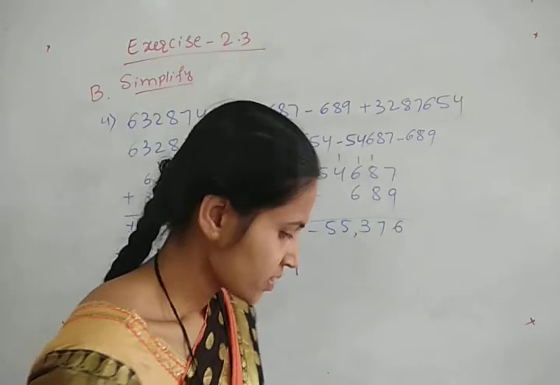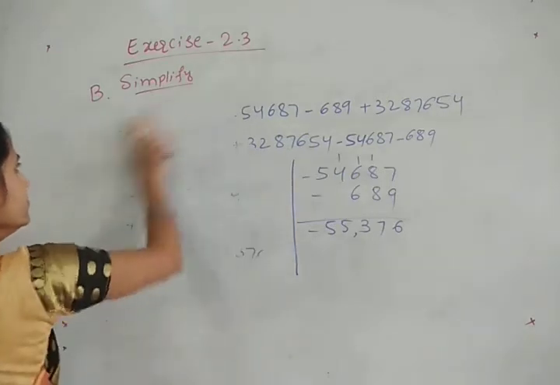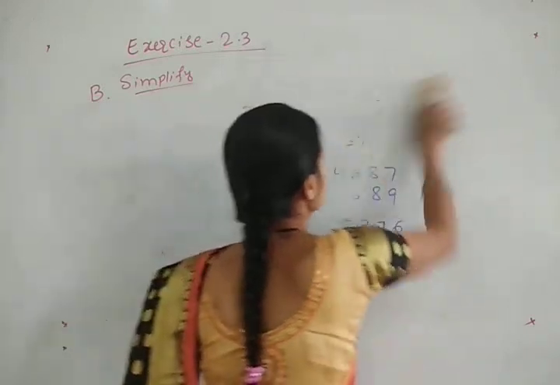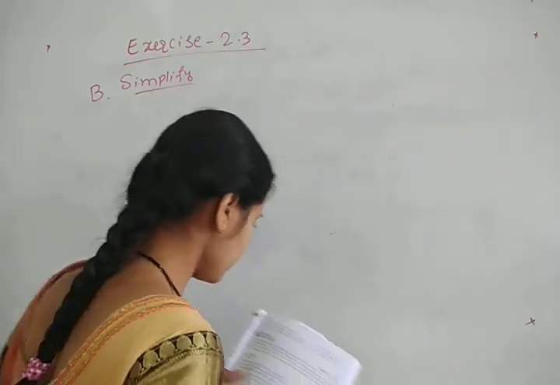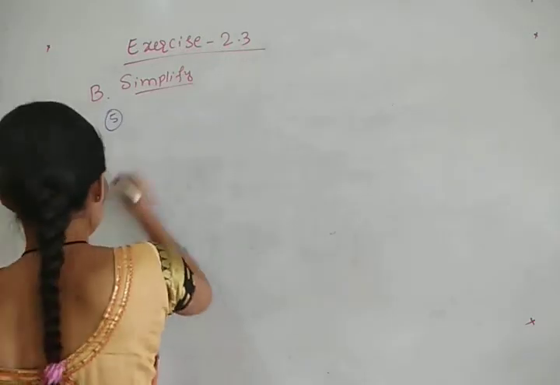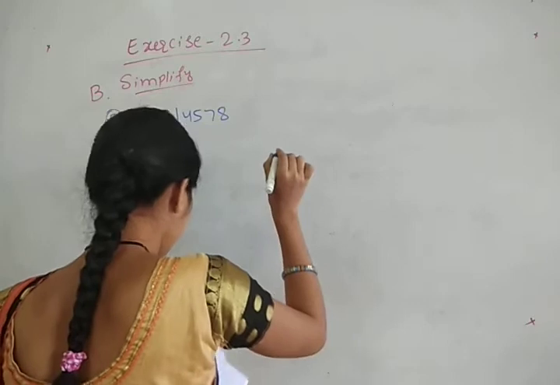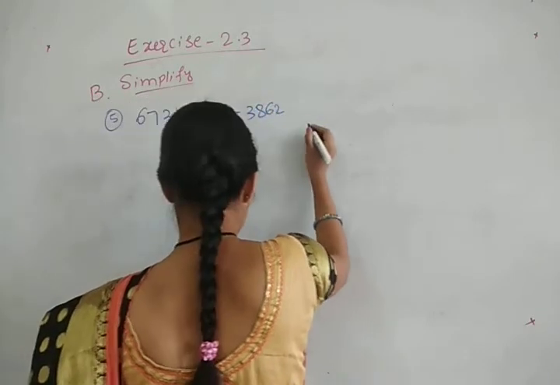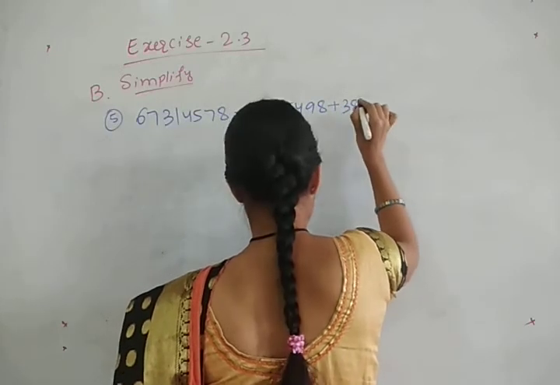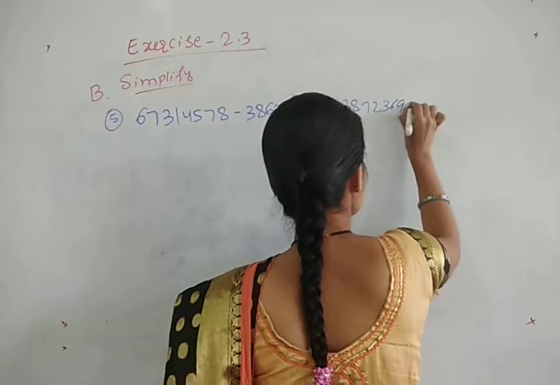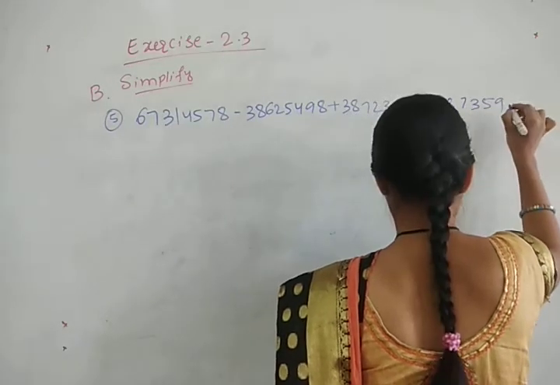Now we will solve the problem number 5. Six, 7, 3, 1, 4, 5, 78 minus 3, 8, 6, 2, 5, 4, 9, 8 plus 3, 8, 7, 2, 3, 6, 9, 0, 7. It is 6 minus 1, 8, 7, 3, 5, 9, 8, 7.